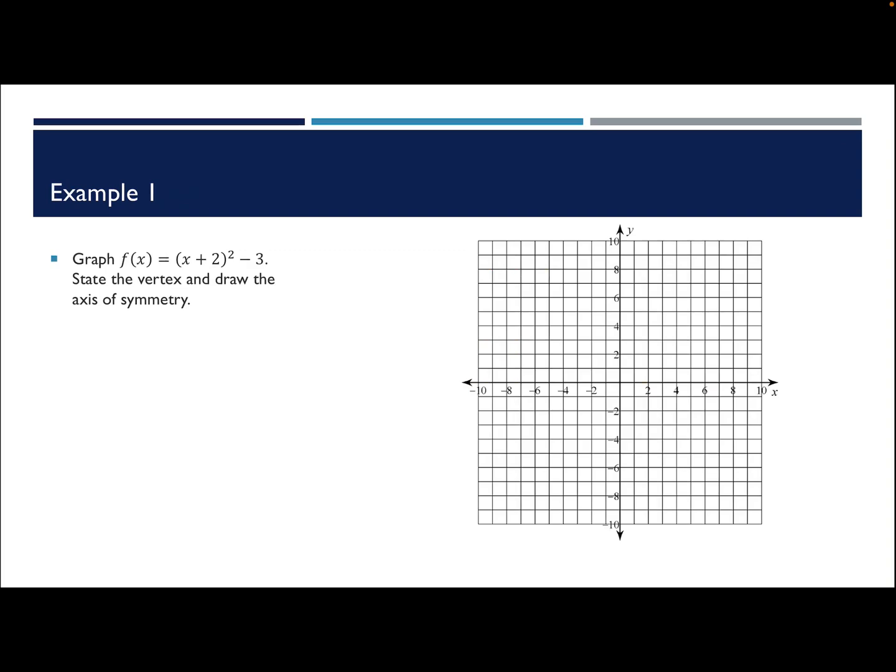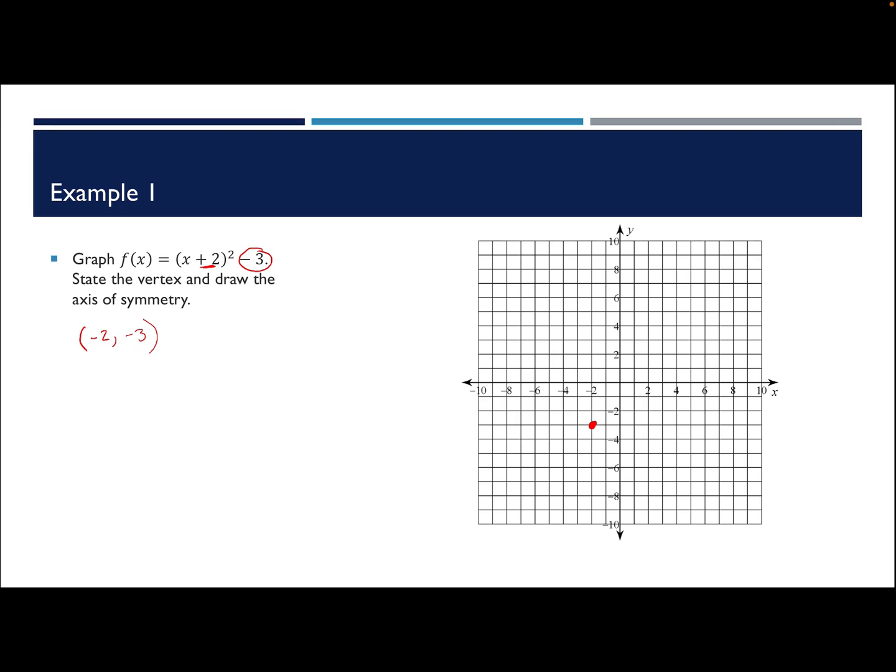So for this example, we need to state the vertex and draw the axis of symmetry. We're also going to draw the quadratic function altogether. So the vertex is the opposite of whatever value is here. Since that's a +2, our x coordinate is going to be -2. And the y-coordinate is the value that's on the outside, so -3. If you remember from when we did transformations in Unit 1, this just shifts the parabola x squared to the left 2 and down 3. So we're going to have (-2, -3) as our vertex. Cool. So that is our vertex.